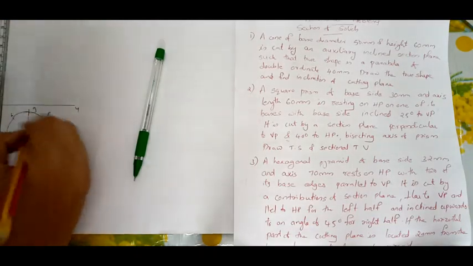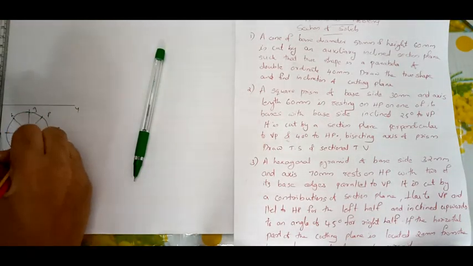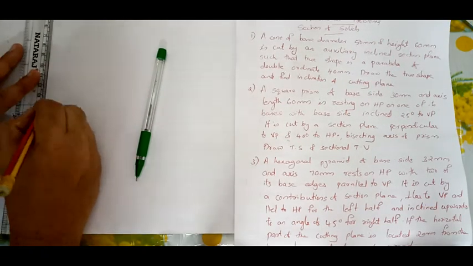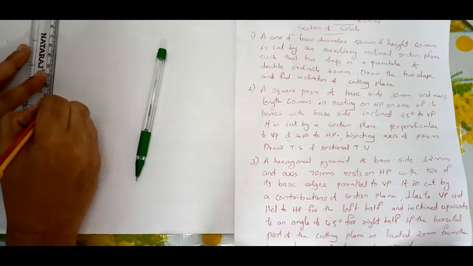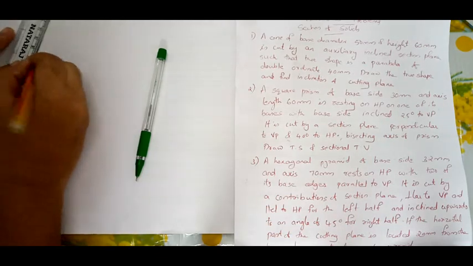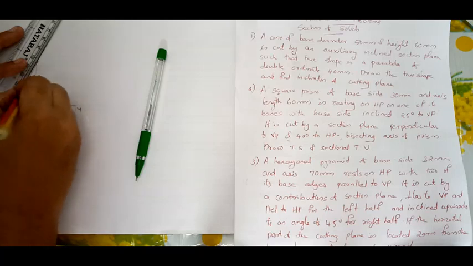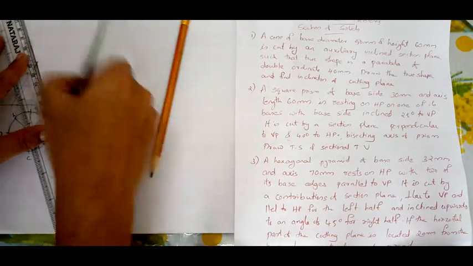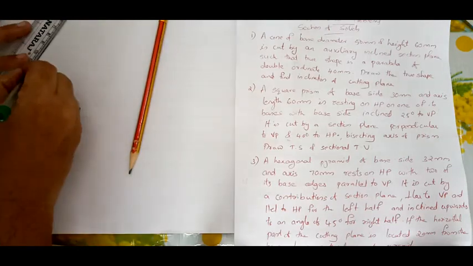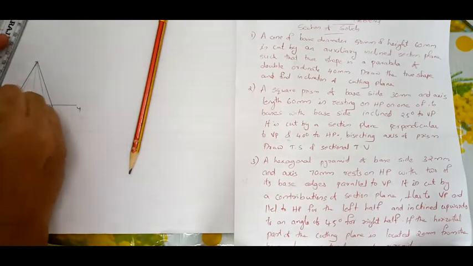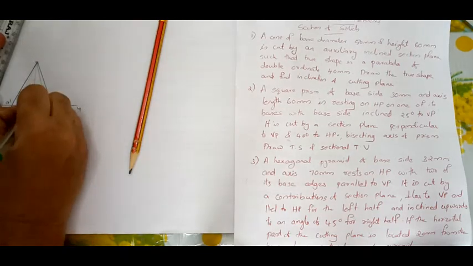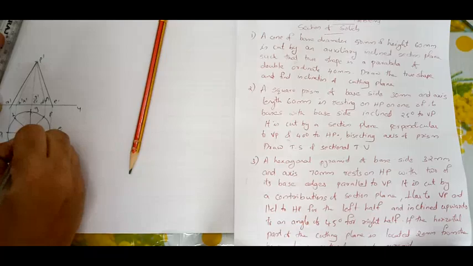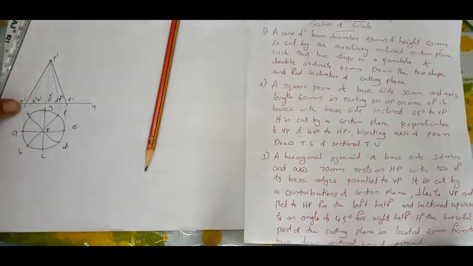Draw light lines passing through these points. Now project it upwards. The height is given, so find the height and complete the front view. This will be A dash, B dash, H dash, C dash, G dash, D dash, F dash, E dash, P dash, and this will be P. So you have completed the front view and top view of the cone.